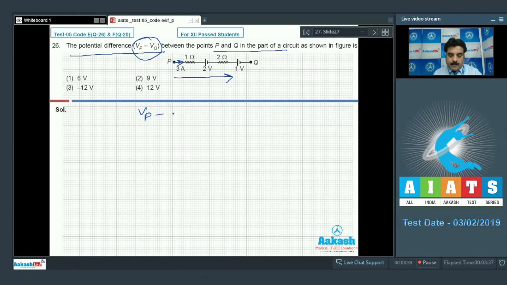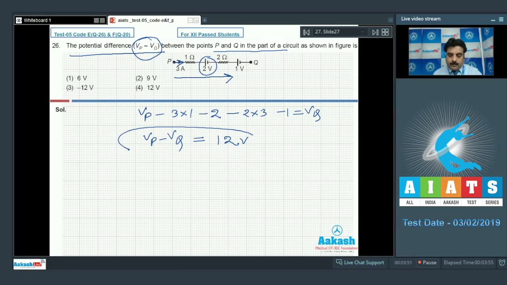P minus IR, where current is 3 and resistance is 1. Moving from positive to negative plate, we'll write minus 2, and minus 2 into I means 3, minus 1, that is equal to Q. So when you calculate P and Q on solving, you will get 12 volt. This is a basic question, so option number 4 will be the right choice.